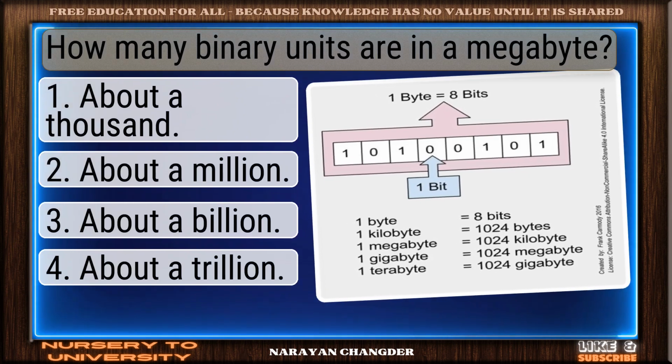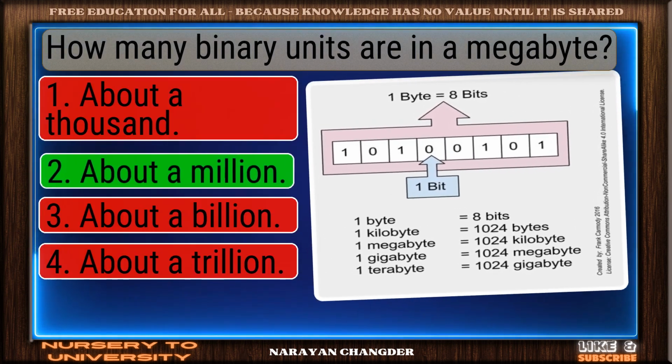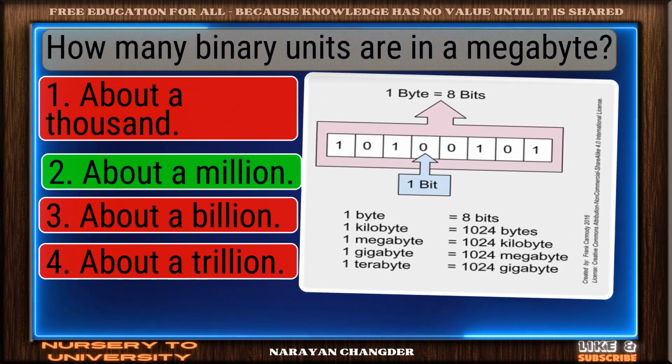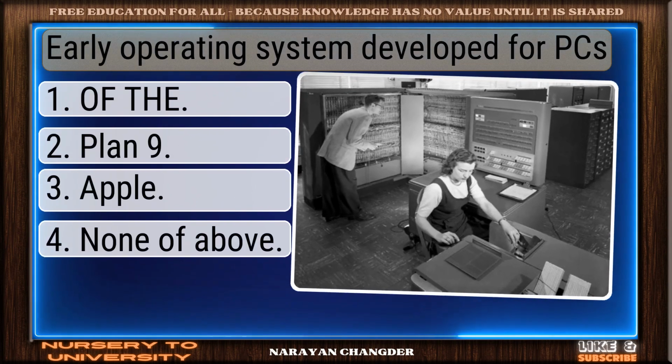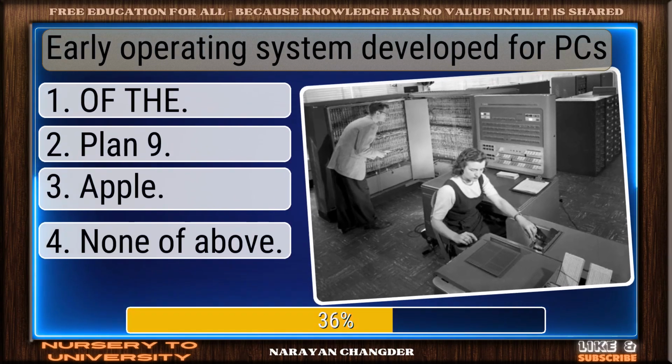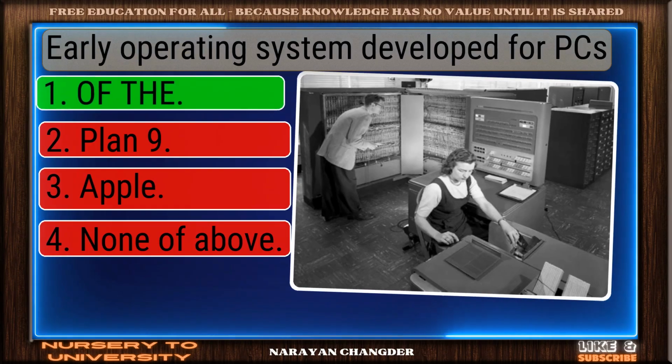How many binary units are in a megabyte? Bravo. About 1 million is the answer. Early operating system developed for PCs. Right again. One of these is a valid answer.